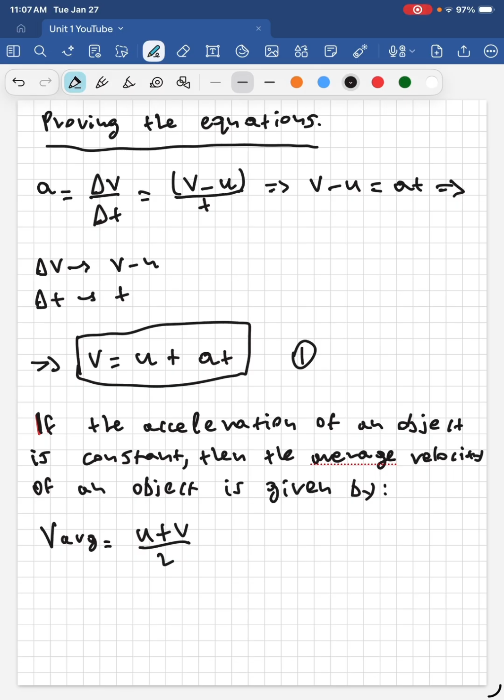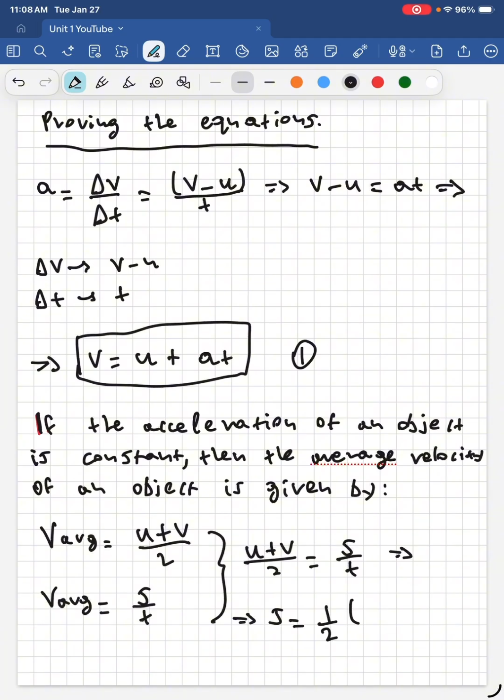But also the average velocity is defined as the total displacement with respect to time, okay? So these two are equal, right? So we can immediately see that u plus v over 2 is equal to s over t, right? So s, the total displacement, is 1/2 (u plus v) times t, okay? And this is our second equation.